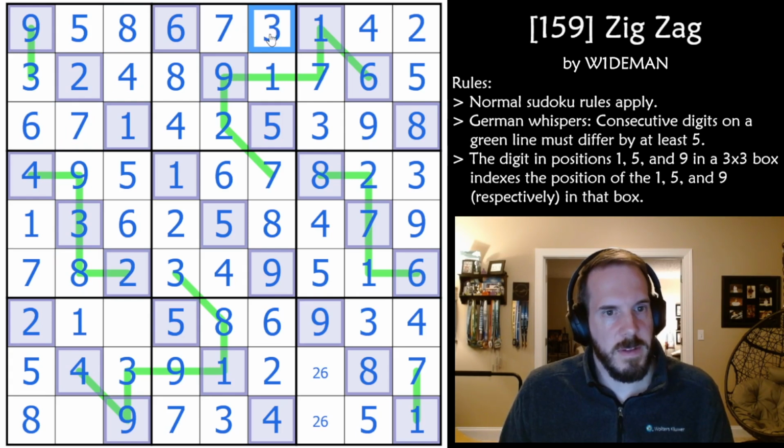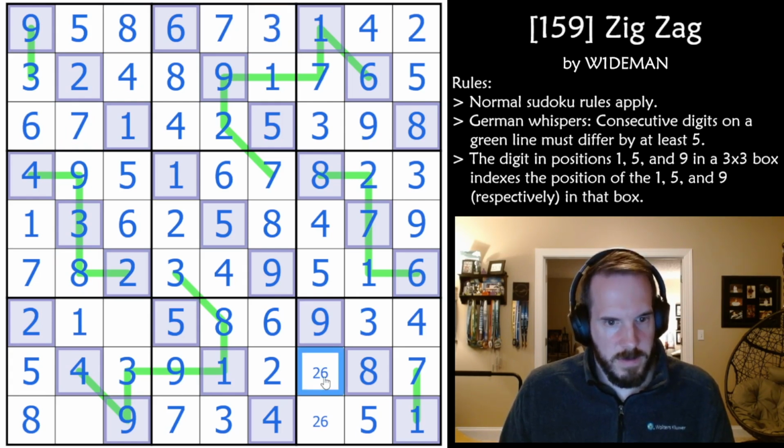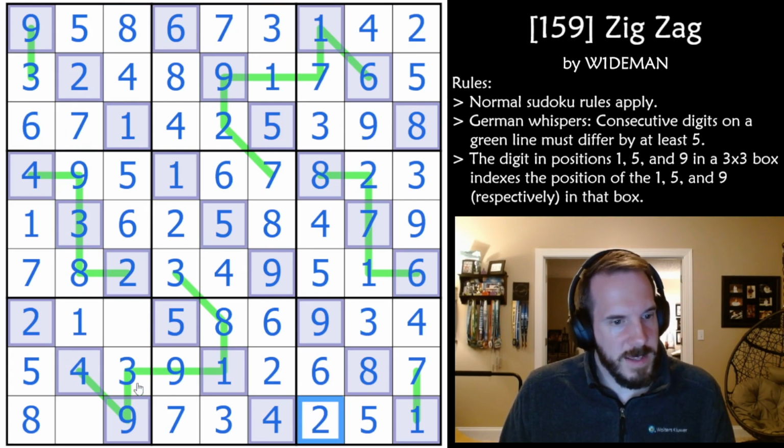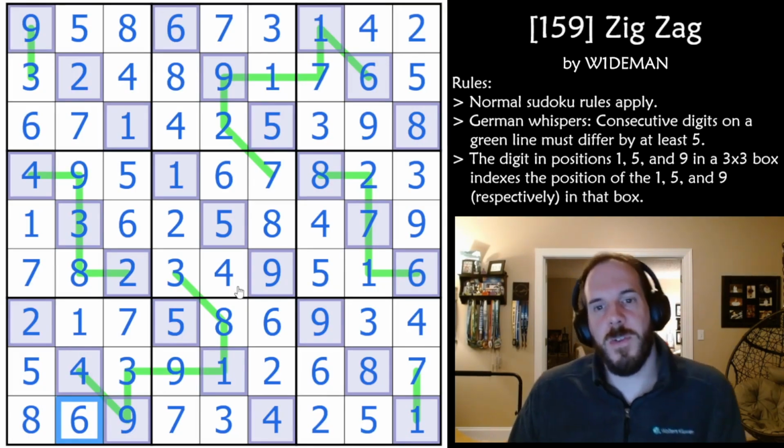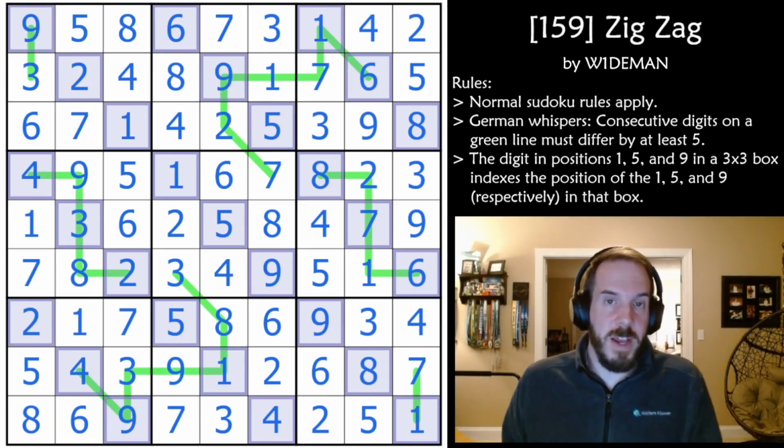This box needs a 3. This 2 makes this a 6 and a 2, and then we have 6, 7 left. The 6 makes that a 7 and then a 6. And that is the solution to 159 Zig Zag by Weidman.